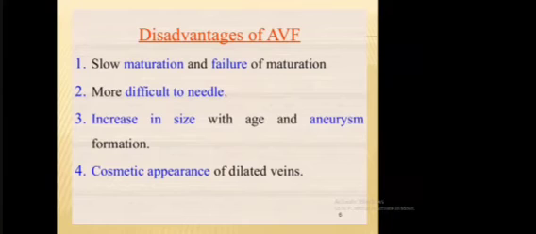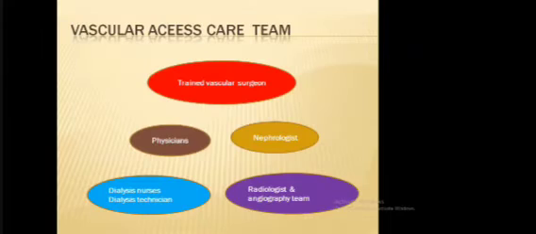The maturation time: it will take time, 6 to 8 weeks, sometimes months, in rare cases 2 to 3 months. Failure of maturation is also seen in diabetic patients and patients with peripheral vascular disease or atherosclerotic disease. It is also more difficult for needle insertion, it increases in size with age with development of aneurysm formation, and there is the cosmetic appearance of dilated veins with AVF.